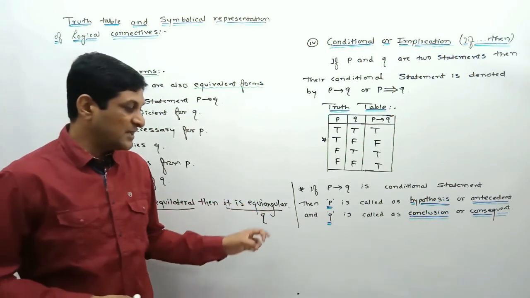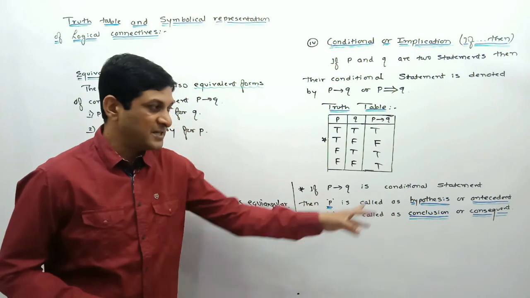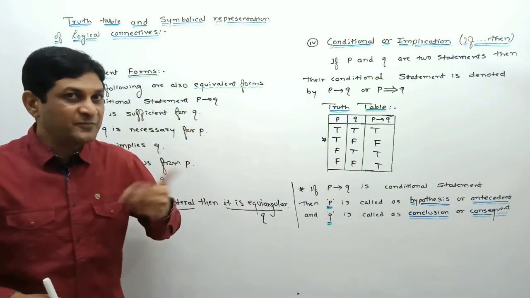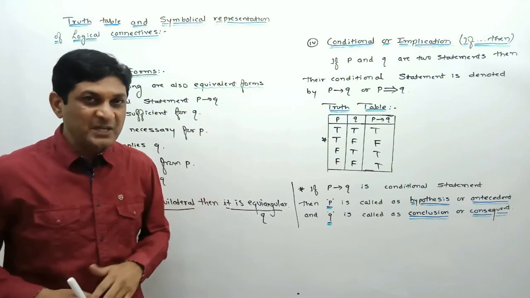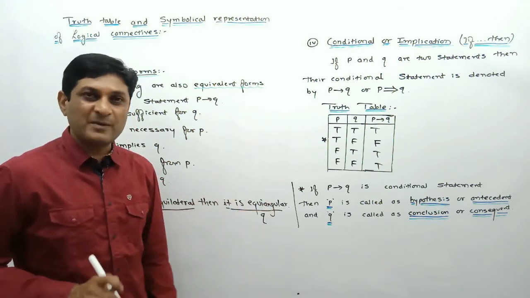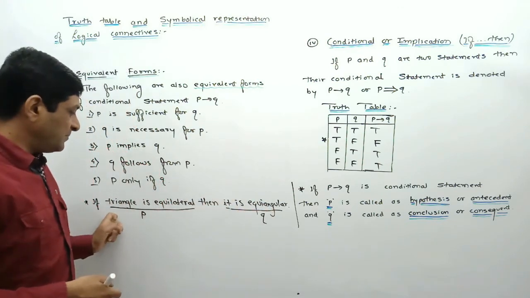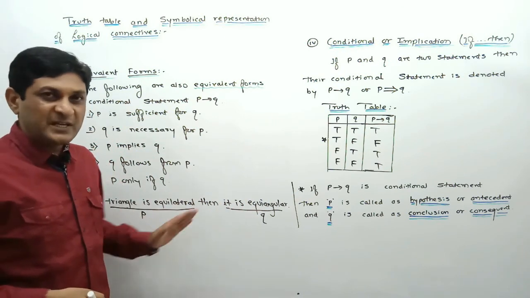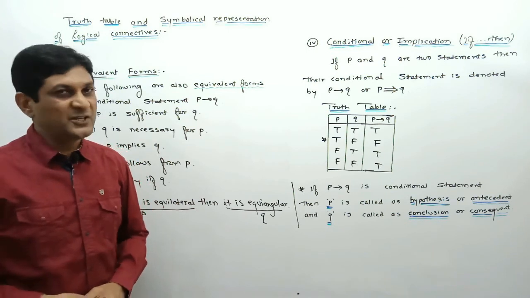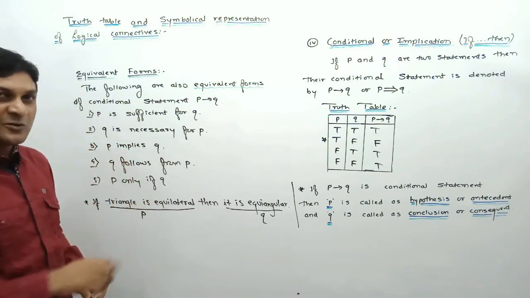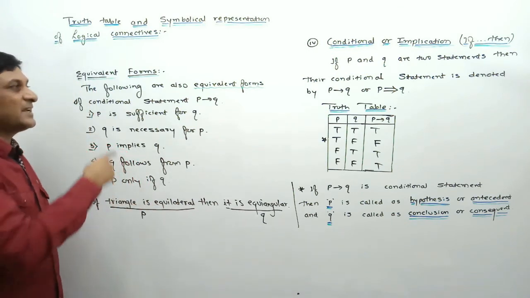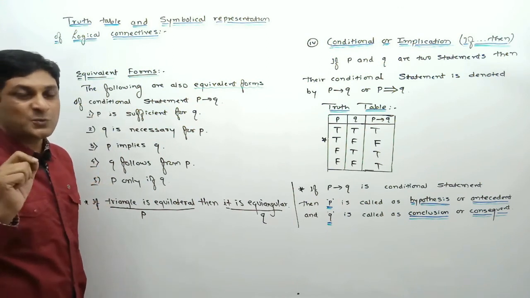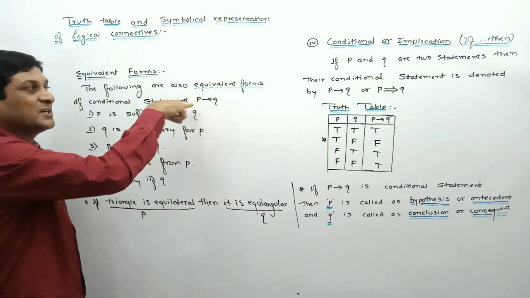Triangle is equiangular is the Q part, and this second part is called the conclusion or consequent. The part after "if" let us denote by P, and the part after "then" is denoted by Q. If P then Q means the part after "if" is P and the part after "then" is Q. So P and Q are known to us. Then this statement can be written in different forms, and these different forms are called equivalent forms of which conditional statement?